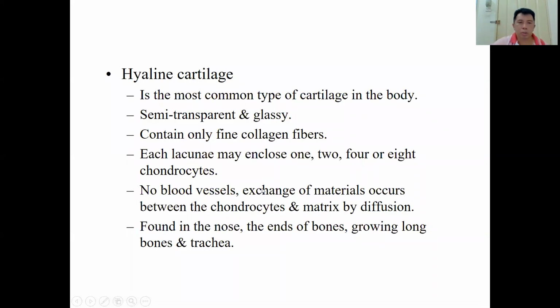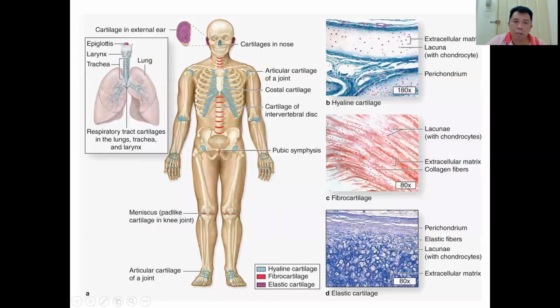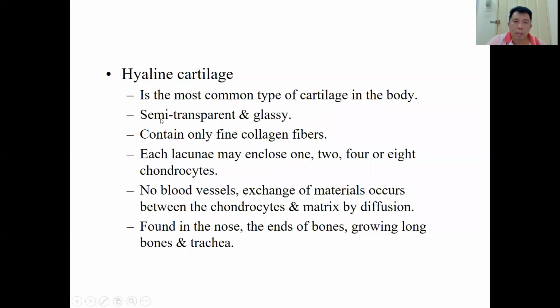Since you already know this, this is just information for you. Hyaline cartilage is the most common type of cartilage, as you see from the diagram, blue color. It is semi-transparent and glassy, containing only fine collagen fibers. Each lacuna may enclose 1, 2, 4, or 8 chondrocytes. There is no blood vessel, so exchange of materials between the chondrocytes and matrix is by diffusion and very slow. It is found in the nose, ends of bones, growing long bones, and trachea.